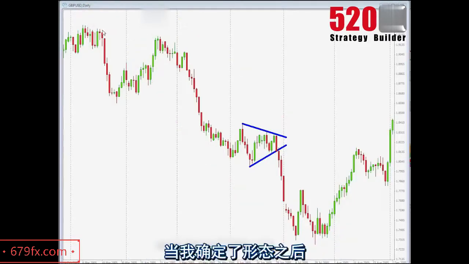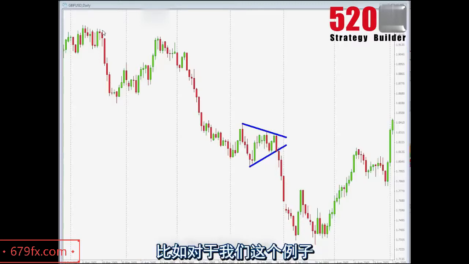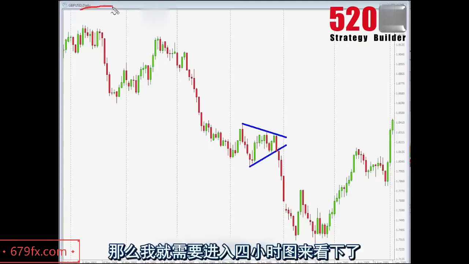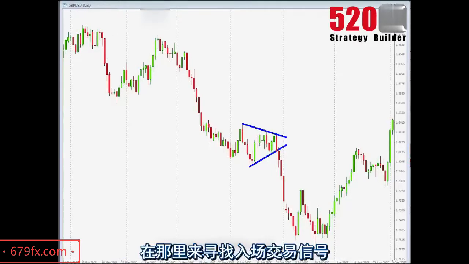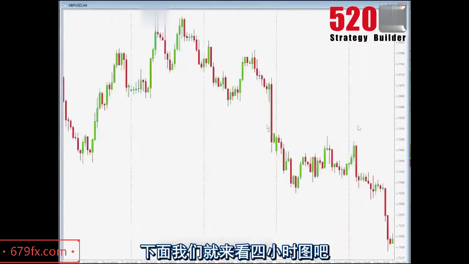Okay, once I have the pattern identified, then I zoom into what I call the trigger chart, which is usually the smaller or shorter time frame, let's say 4 times shorter or 6 times shorter than the setup chart. For example, in this case, the setup chart is a daily, so I would zoom into the 4 hour time frame in order to search for my entry. So now I'm zooming into the 4 hour time frame.